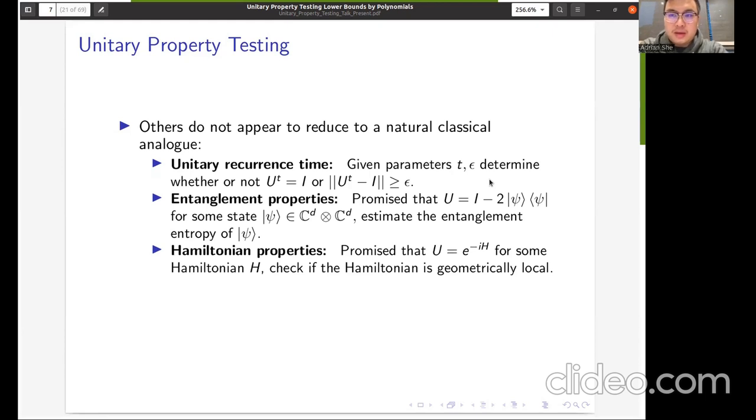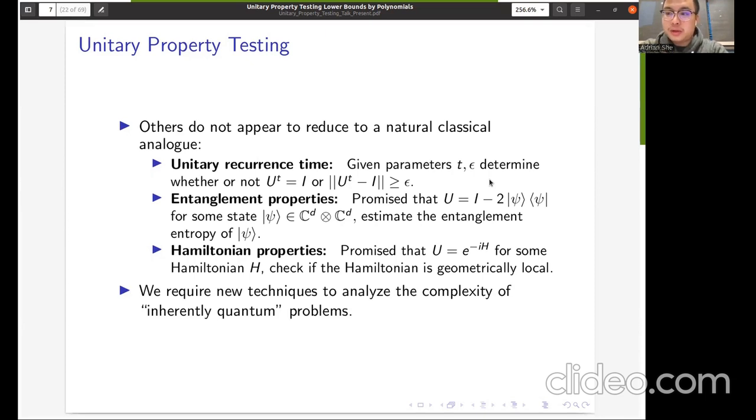Finally, we have the example of testing Hamiltonian properties, where we are promised that U is the time evolution operator associated to some Hamiltonian H. We would like to check properties of this Hamiltonian H, and one such example would be to test if it's geometrically local or not. Such problems can naturally arise in the context of quantum experiments in physics. So it seems as though we require new techniques to analyze the complexity of these inherently quantum problems.